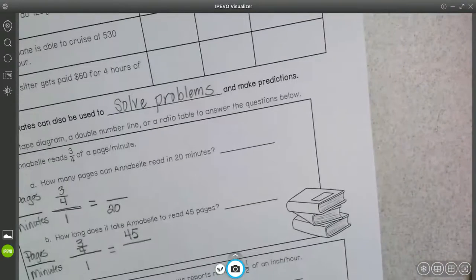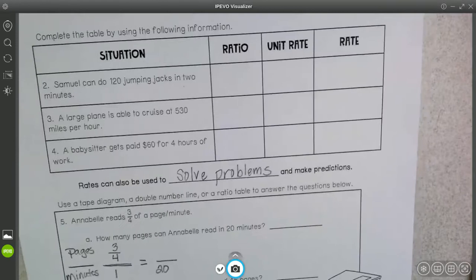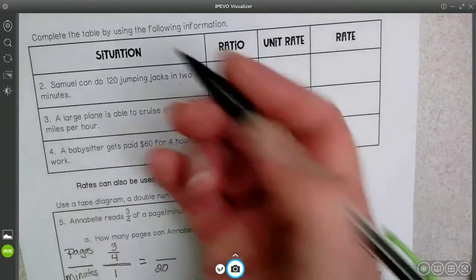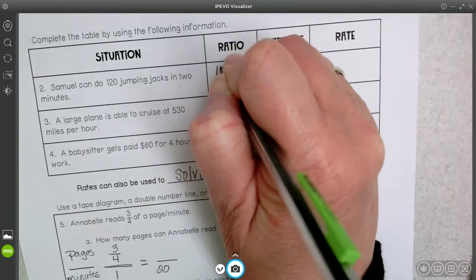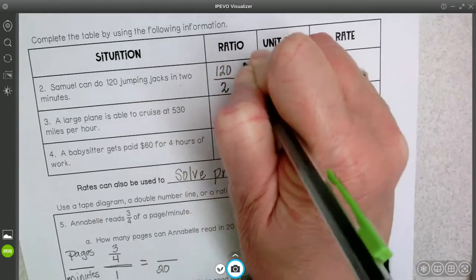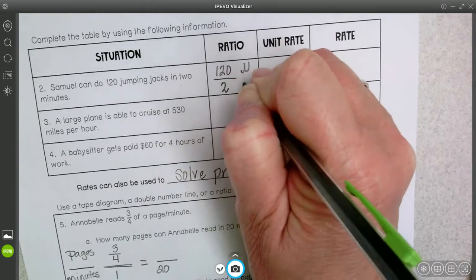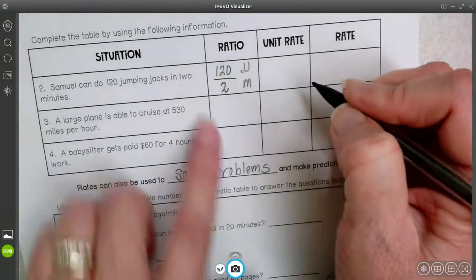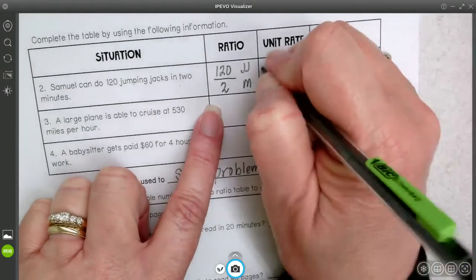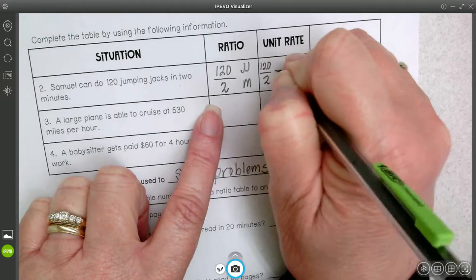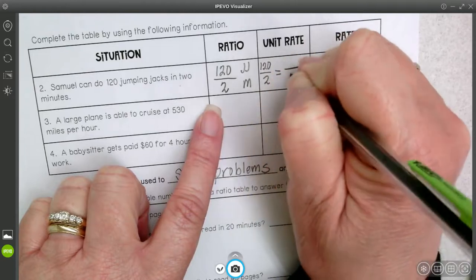So let's take a look here on the back and look at a couple situations, okay? Samuel can do 120 jumping jacks in 2 minutes. So the ratio is 120 to 2. These are our jumping jacks to our minutes, okay? The unit rate, then we would want to bring it down to where it's 1. So we've got 120 to 2 equals how many to get it to 1?